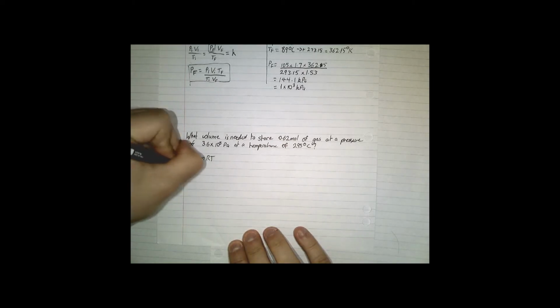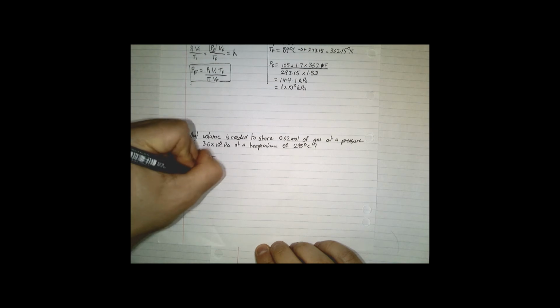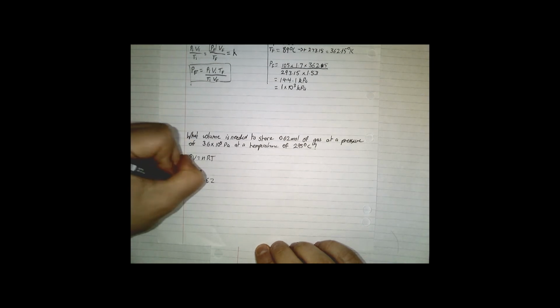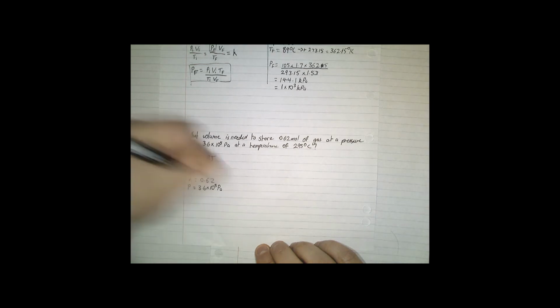In this question, it says, what volume is needed to store 0.62 moles of gas at a pressure of 3.6 times 10 to the 5 pascals at a temperature of 295 degrees Celsius? So what we're trying to find is V, what volume? So V is unknown. And we have been given the number of moles, which is 0.62. We've been given the pressure, which is 3.6 times 10 to the 5 Pa, or pascals.